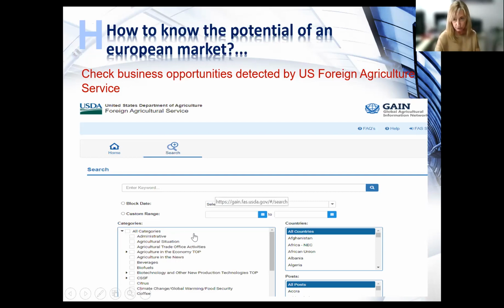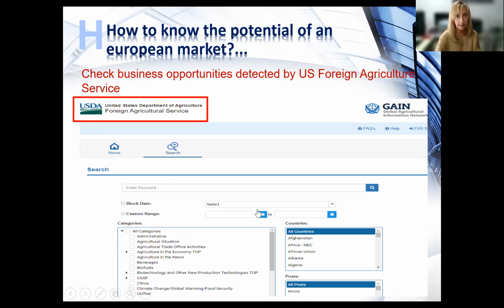What I suggest you to do? Well, click on all categories and find here in countries to look for Spain. If you do that, okay, here you have the address, gain.fast.usda.gov, but not to worry because you will be provided with it later, okay? Well, you know that is from the Foreign Agriculture Service from the United States. It is a very official, very good source of information.